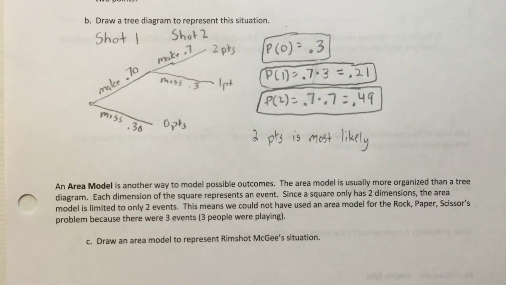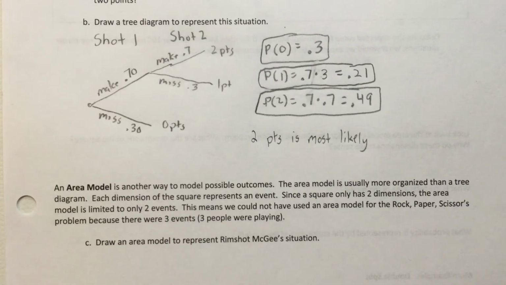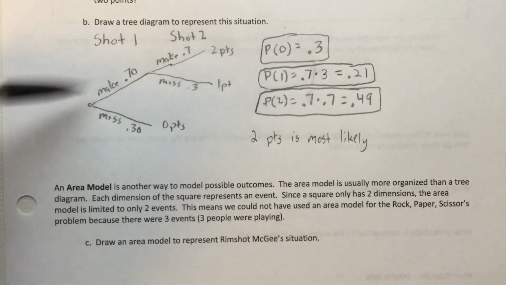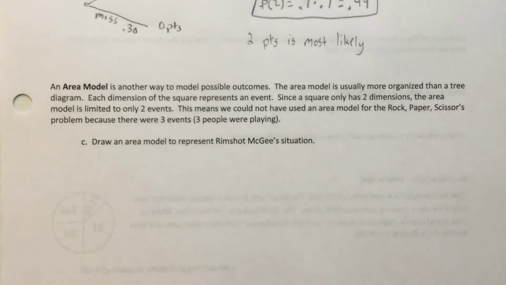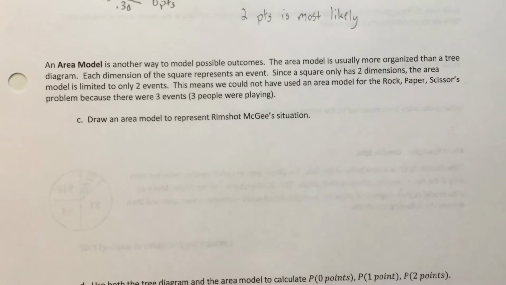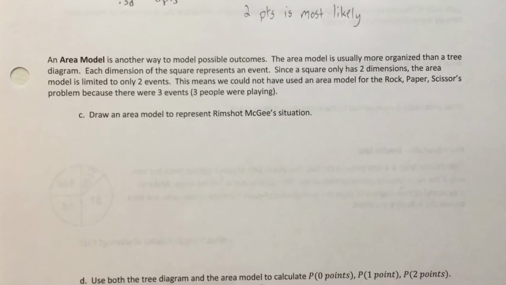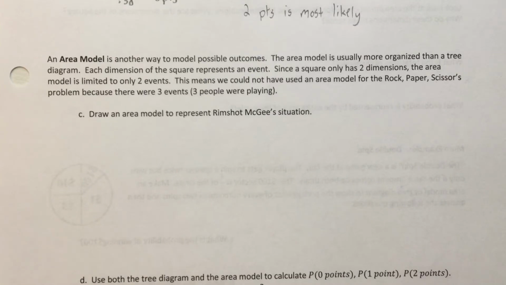All right, so that's the tree diagram. Again, that was a little bit more manageable because we had only two events, and in each event only two possible outcomes, make or miss. We can also do something called an area model. So an area model is another way to model possible outcomes, and the area model is usually more organized than a tree diagram, which is why I like it a lot.